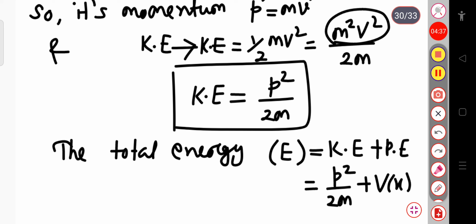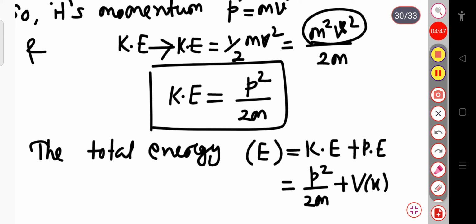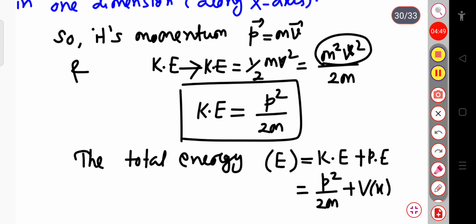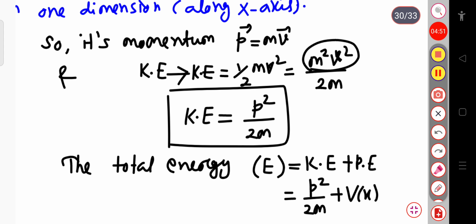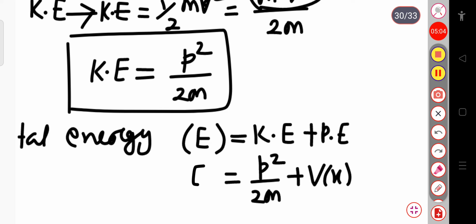Since we are considering one dimensional motion, the small v here represents the velocity, and this capital V represents the potential energy. Just try to write it this way: the small v in the momentum p equal to mv is the velocity, and the capital V is the potential energy, or V of x. This is equation 1.